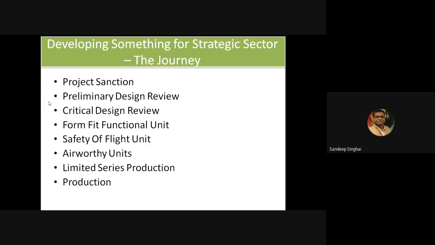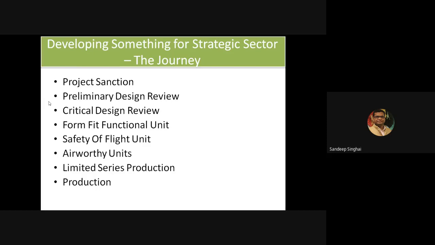After working on this preliminary design, we come up with a critical design. This critical design is the step at which, in coordination with RCMA, we freeze the overall design parameters of the unit. The first and major step in the development is the development of a form fit functional unit, which we call FFF unit. This unit is dimensionally in accordance with what is required and gives you the performance which is also required. But at this stage, this unit cannot go into flying or be implemented into the services.